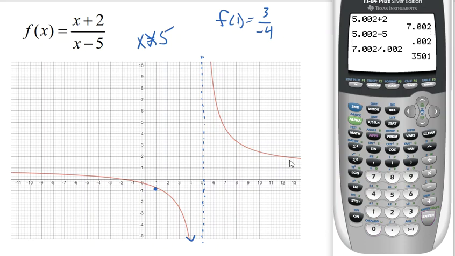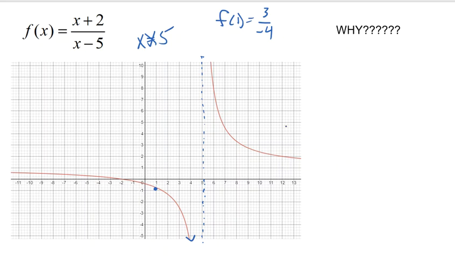So at a value that is really, really close to 5 on the right-hand side, no wonder the graph is way, way, way up here at negative 3,500 some. So that's what's happening as we approach a vertical asymptote. We're either going to shoot straight down if we're negative or straight up if we're positive.